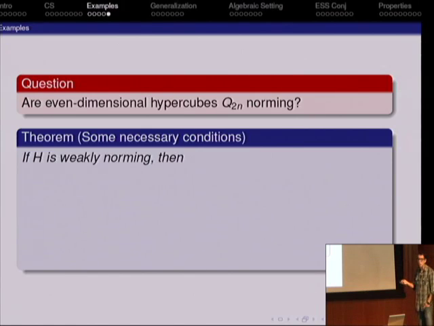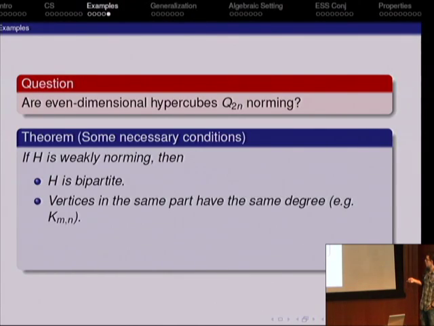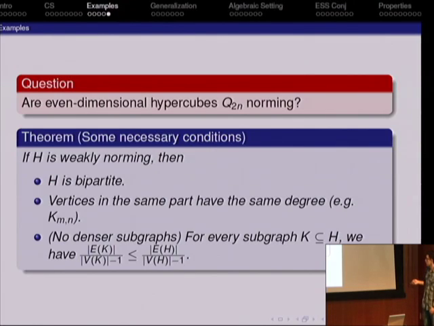And also some necessary conditions that one can get from the Cauchy-Schwarz type inequality. So I already mentioned that the graph should be bipartite, and a very strong condition that you can get is that the vertices in the same part have the same degrees. So it's kind of bipartite regular. So it's like K_{m,m}. The vertices in one part all have degree m. The ones in the other part all have degree m. So it's a very restrictive property, but still we cannot characterize all the graphs.